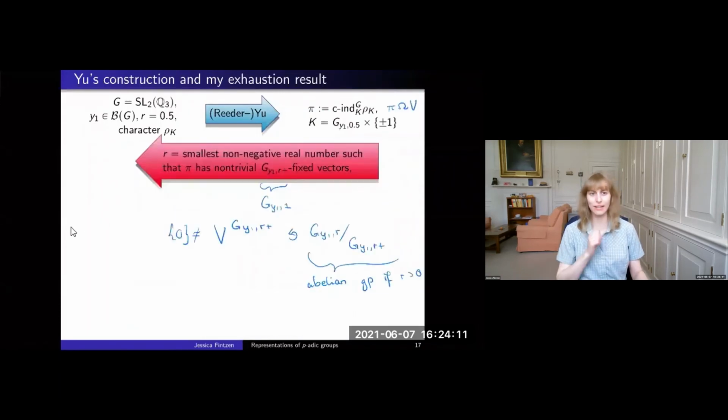That's how we can construct this input from the output by just looking first, how far do we have to go down until we have fixed vectors? And then we study the space of fixed vectors and see how the next level acts on it. And that's how we construct it.